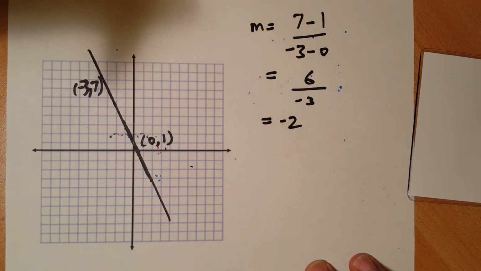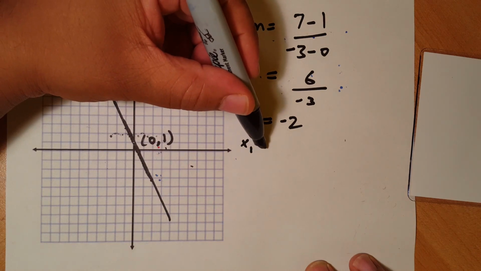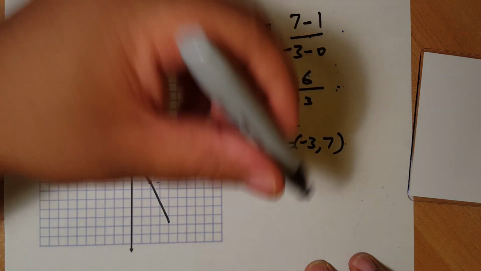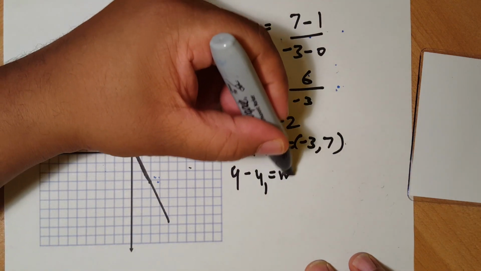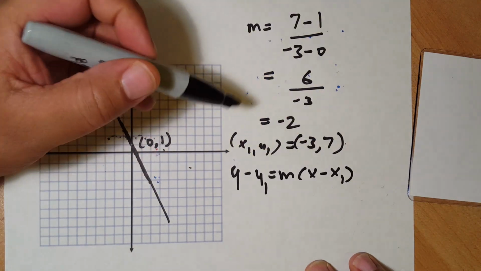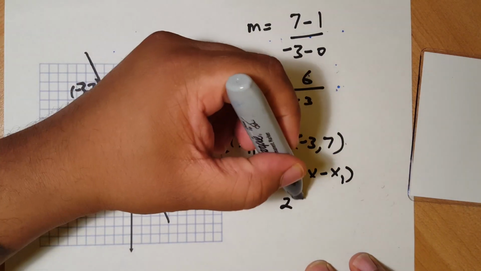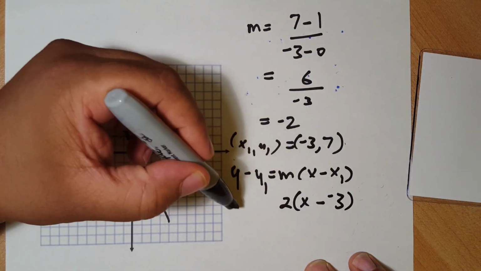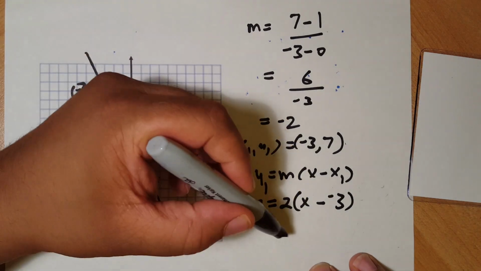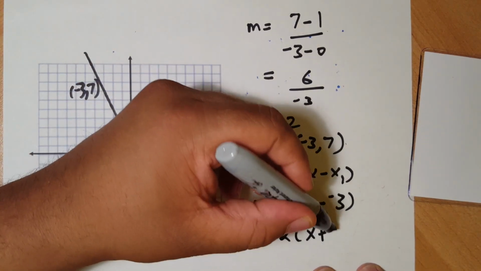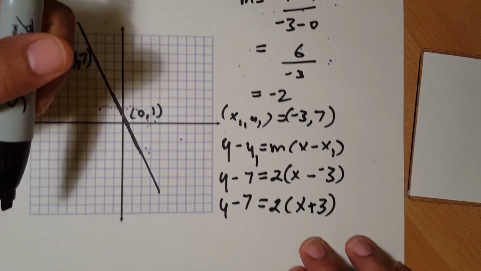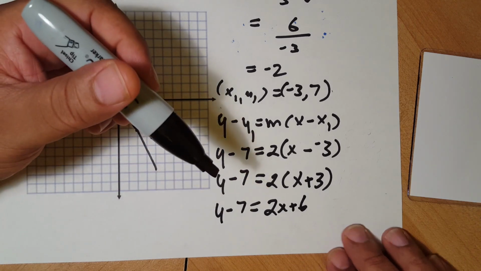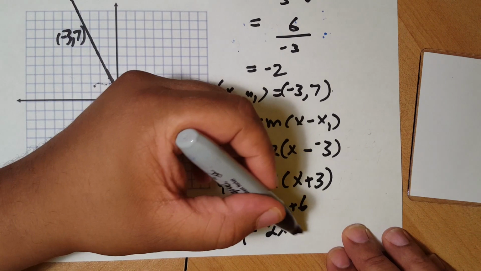That's our slope. And we already know one of our coordinates, x1, y1, will be negative 3 comma 7. So remember our form is y minus y1 equals m times x minus x1. And we'll just plug in. Our slope is negative 2. Our x1 is negative 3. And our y1 is 7. Let's go through and do a little bit of simplification. Distribute: 2x plus 6. Add 7 to both sides. So y is going to be equal to 2x plus 13.